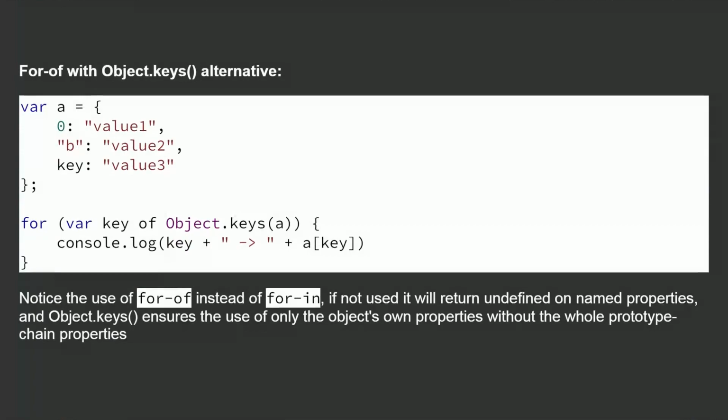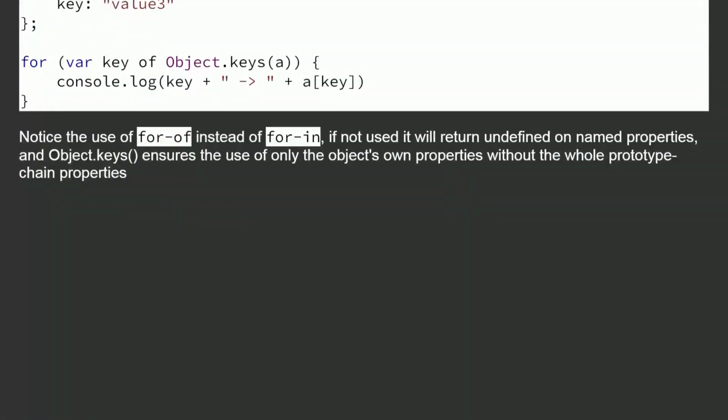For of with Object.keys alternative. Notice the use of for of instead of for in. If not used, it will return undefined on inherited properties, and Object.keys ensures the use of only the object's own properties without the whole prototype chain properties.